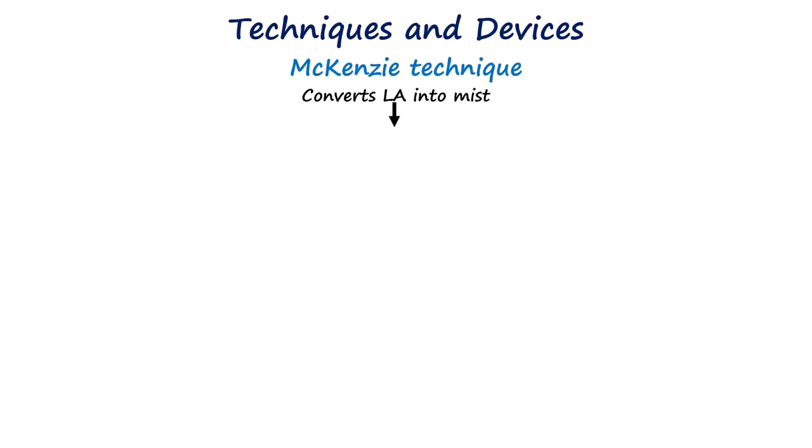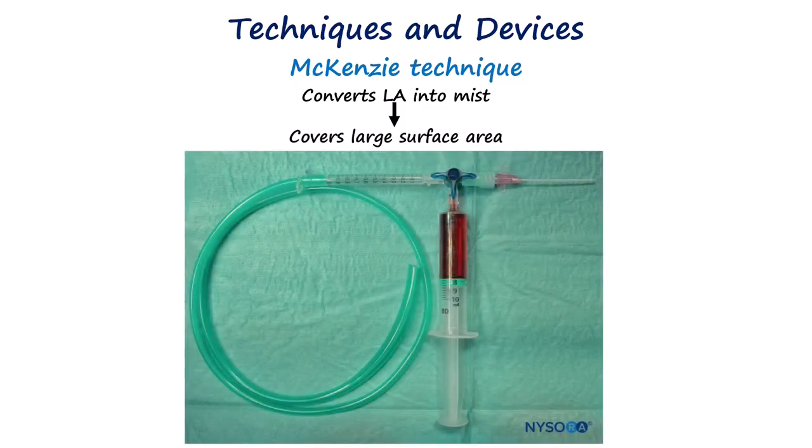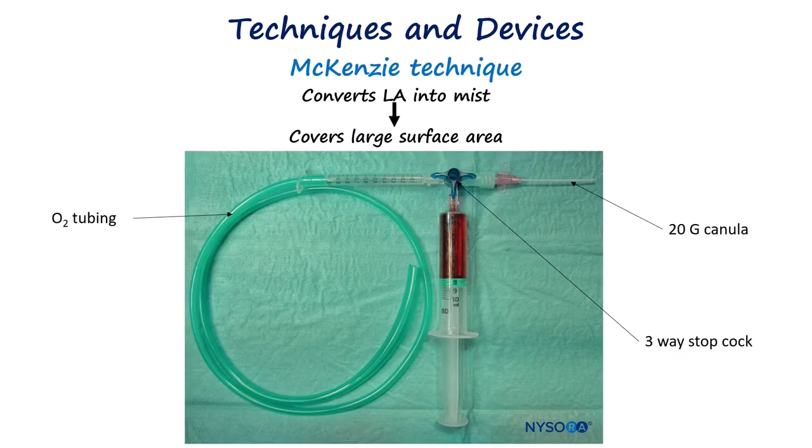Just like mucosal atomizer device, McKenzie technique also creates mists or sprays of local anesthetics. It involves connecting a 20-gauge cannula to oxygen tubing via a 3-way stopcock. And through the remaining port of the stopcock, a syringe containing local anesthetic is connected. When the anesthetic is injected, the oxygen flow through it creates a jet-like spray, effectively dispersing the anesthetic.